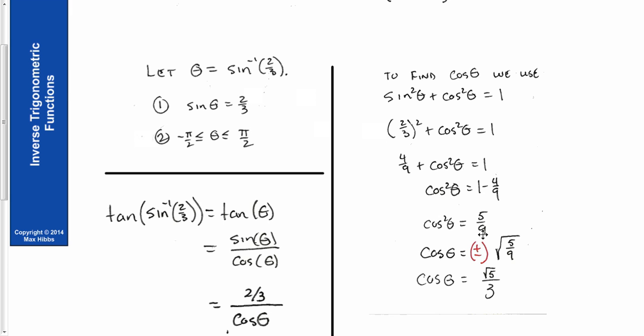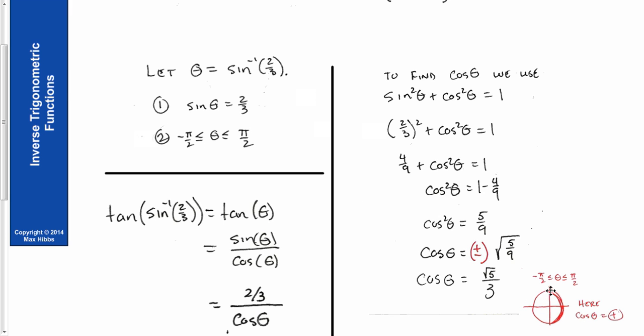Cosine squared is 5/9, so cosine of theta is either going to be plus or minus. See, theta is a specific angle that we don't know its value, but since cosine squared theta is 5/9, then cosine of theta itself is either going to be positive or it's going to be negative, and it's the square root of 5/9.